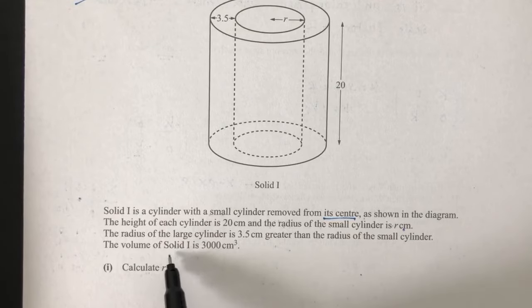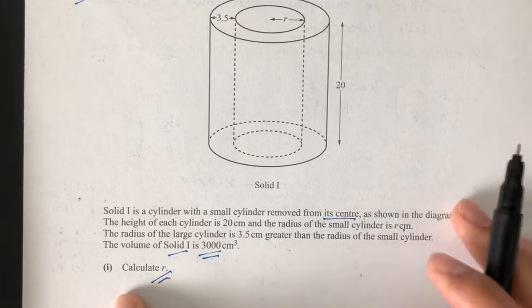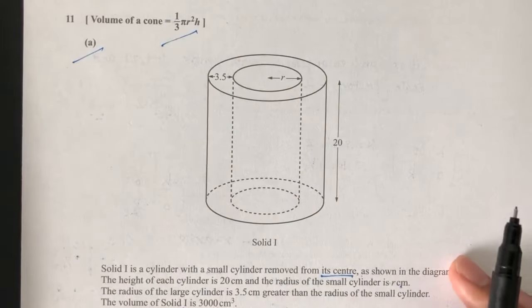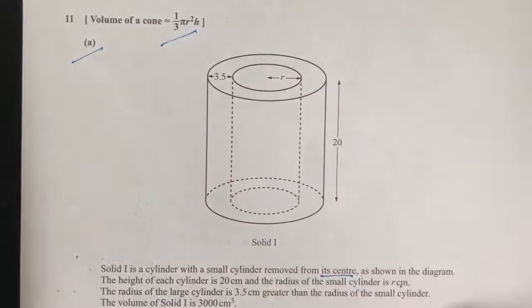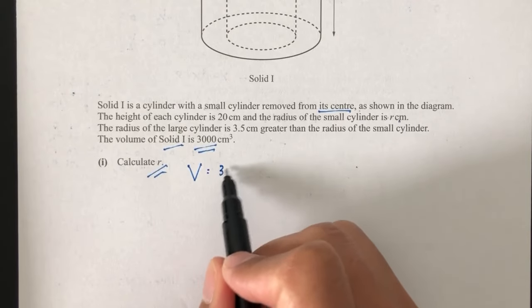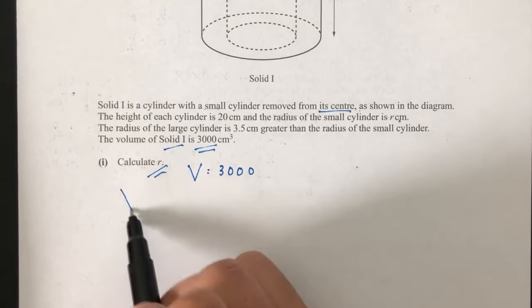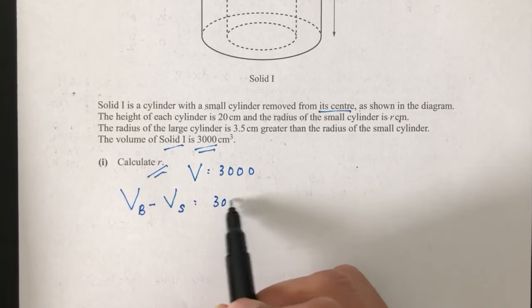So the volume of the solid one is 3000 centimeter cube. Find the value of r. So how would you find the volume of this shape? You will first find the volume of the big cylinder minus the volume of the small one. So volume is equal to 3000. You will take volume of the big one minus volume of the small one to get 3000.